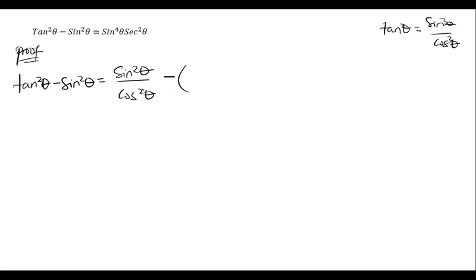Now, another way of representing sine squared theta is, we know that cos squared theta plus sine squared theta is equal to 1. So which means 1 minus cos squared theta is equal to sine squared theta. So in place of sine squared theta, we can write 1 minus cos squared theta over there.